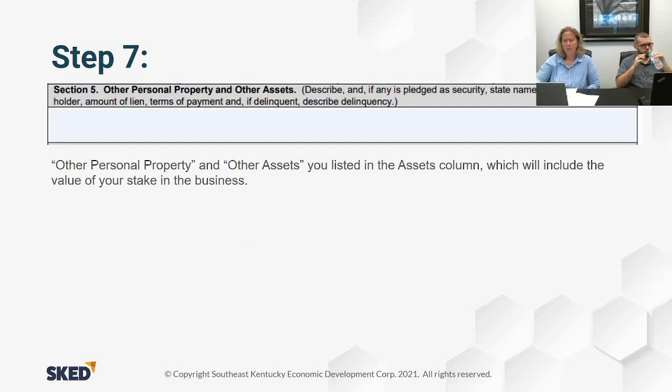So other personal property, section 5, we're going to list assets which include a value. You know, if you own a stake in the business that you're applying for a loan on, you can put the value in here. If you own a stake in another business, you can put that there. So these are other personal property and other assets that you're going to claim as assets on your financial statement. Does that make sense? Yeah. Okay.